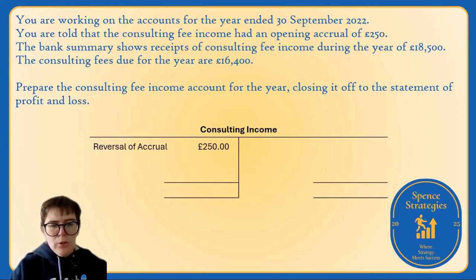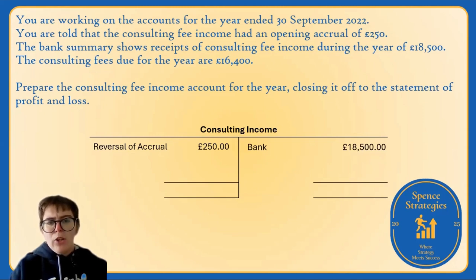The next thing we are told is that into my bank account I have received £18,500 worth of income. My customers have paid me for my consultation fees and they have put £18,500 into my bank account. This was the cash that I received this year and is therefore going to be a credit in my income account following the usual rules of double entry.